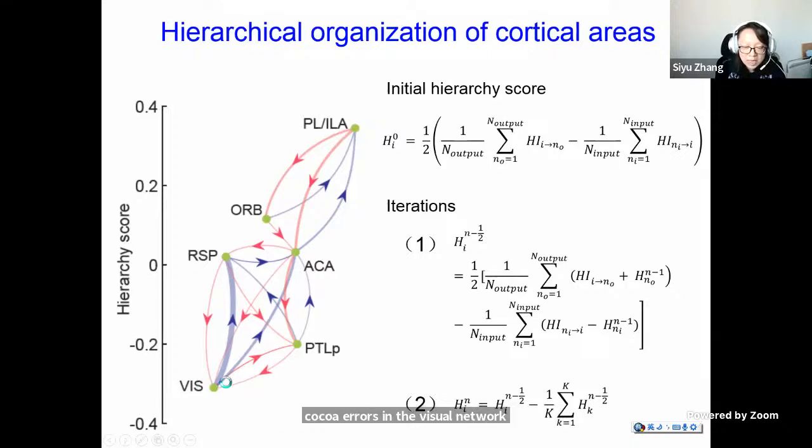POLA is at the top and VIS is at the bottom. And here arrowheads denote the direction of each input. Red lines are top-down inputs and the blue lines are bottom-up inputs.